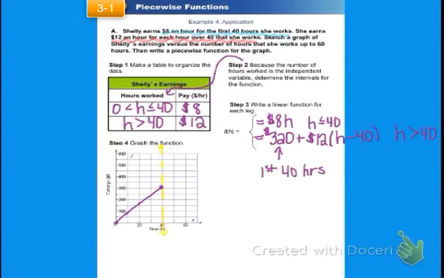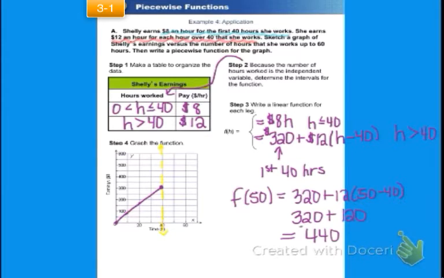And then you're still going to have a linear function, but to graph beyond that, let's say we put in 50 hours. If we put in 50 hours, f of 50 would look like this. It would be the $320 already earned plus $12 for 50 minus 40, or 10 more hours. So that's going to be $320 plus 10 times 12, or 120 more dollars. That makes a total of $440. So at 50 here, I'd go plot 440, which would be right about there.